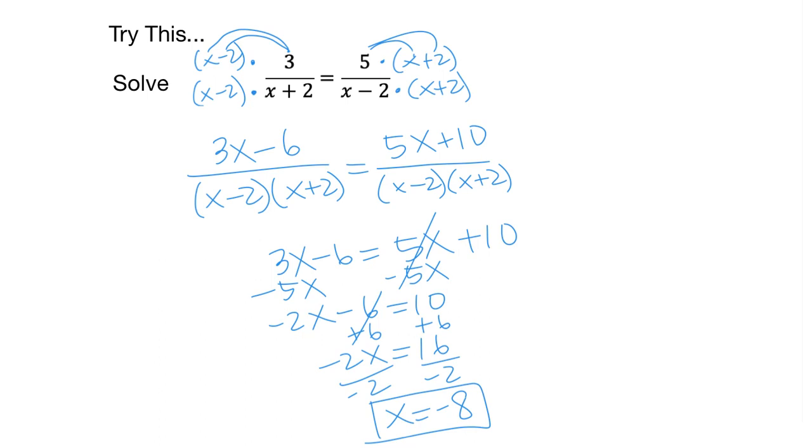Now let's double check our domain as always. We had an x minus 2 on the bottom of our fractions, telling us that x could not equal positive 2, and an x plus 2 on the bottom, so x could not equal negative 2. Our answer was negative 8, so we were good.